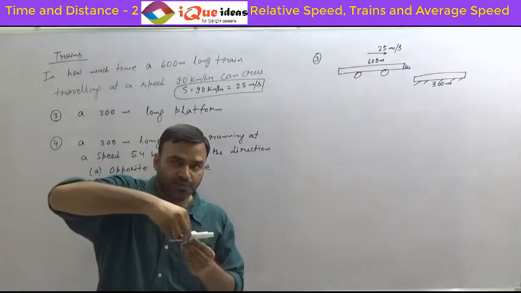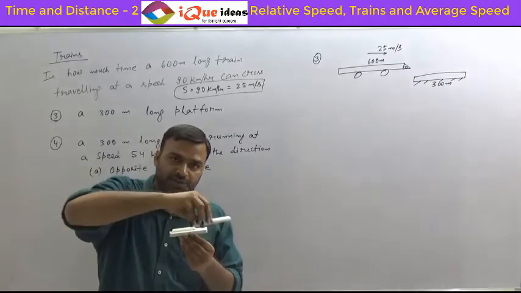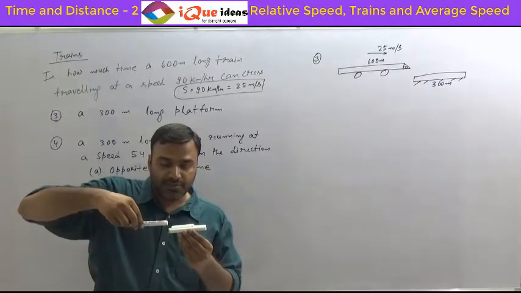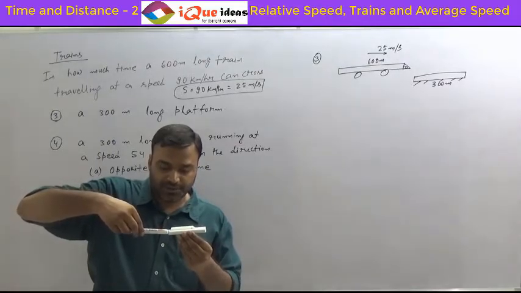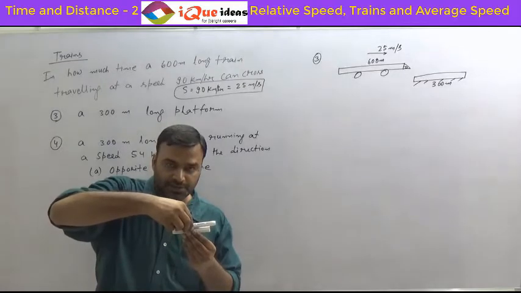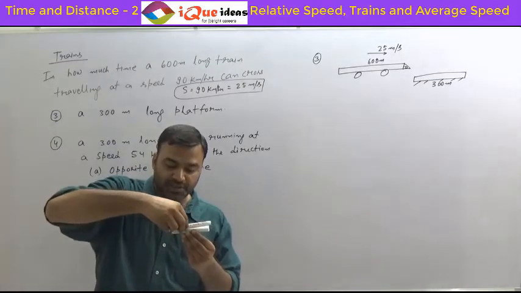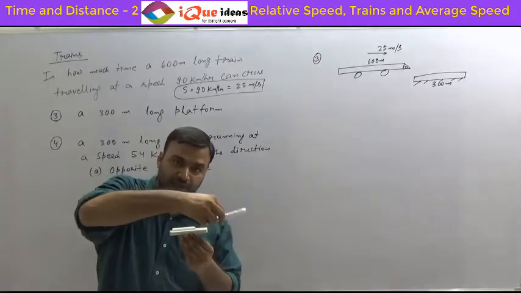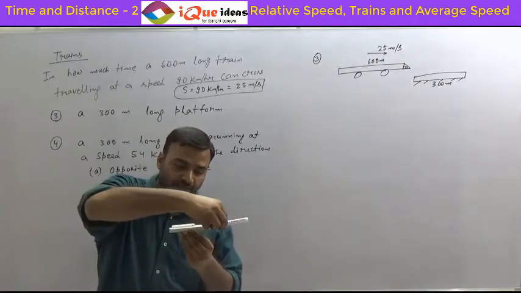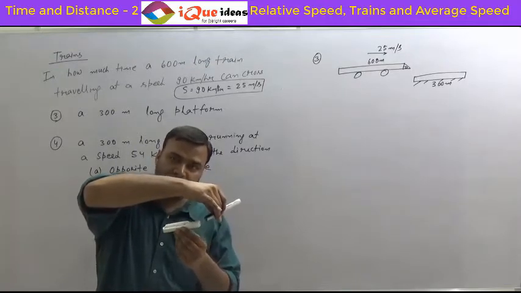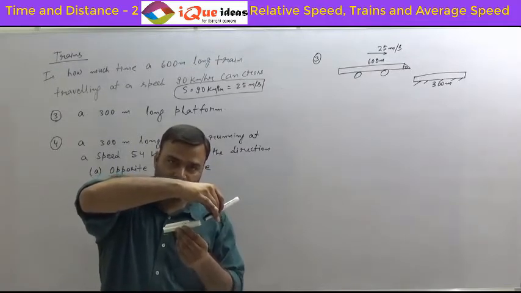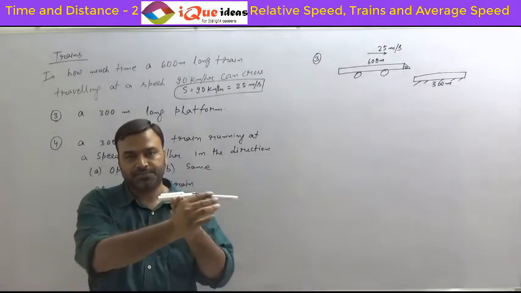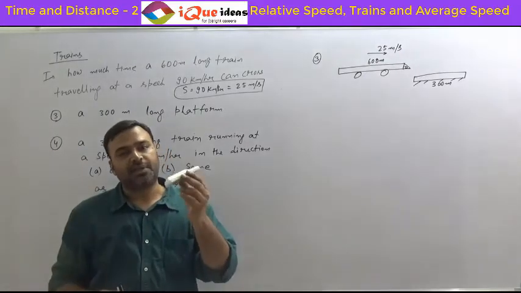See, the platform hasn't moved. Only the train has done the entire work. So the speed will be considered only of this train. But the distance traveled by the train is its own length plus the bridge or platform length. So what is the total distance traveled? The length of the train plus the length of the bridge, platform, or other train. In any case, the total distance traveled is the sum of lengths of this train and this platform.